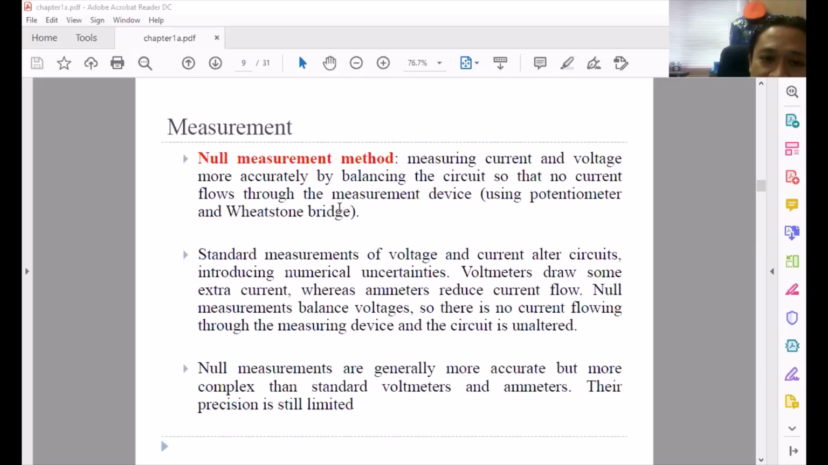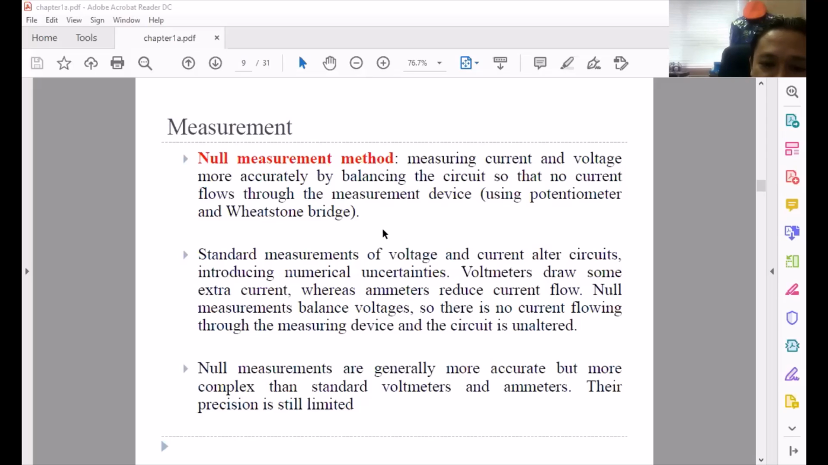This is the null method, a method to do some measurement. We have to balance the circuit so that no current flows, then we can measure the output voltage. This will be covered in the DC bridge and AC bridge. For example, we have the Wheatstone bridge and so on. This is what we call the null measurement method.